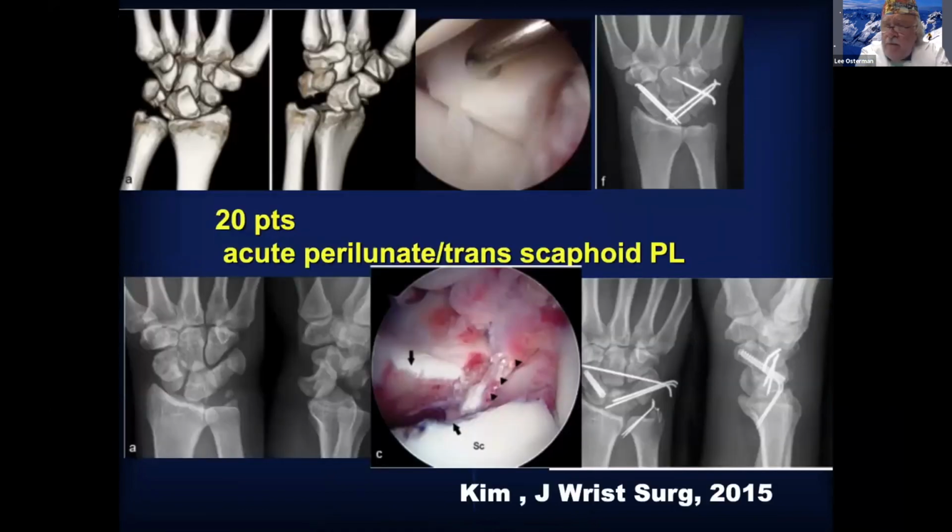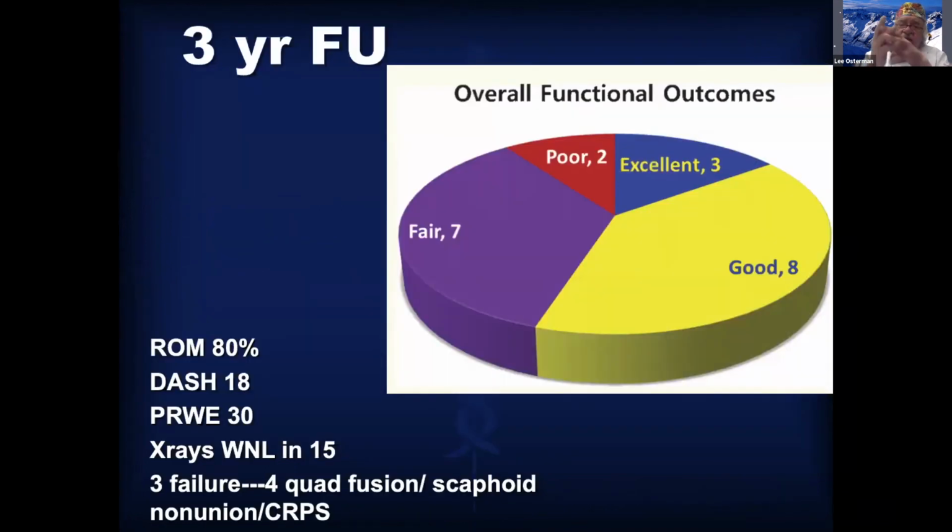Kim, in a recent report in 2015, again looked at perilunate and transcaphoid, the same sort of arthroscopic approach, using essentially the fixation that you see here without many opens. And again, got results which, looking at this, range of motion in the 80% range, good wrist measures, good DASH scores. He did have 3 failures, one because of CRPS and 2 because of scaphoid non-union, and 1 fell apart at a 3-year follow-up.